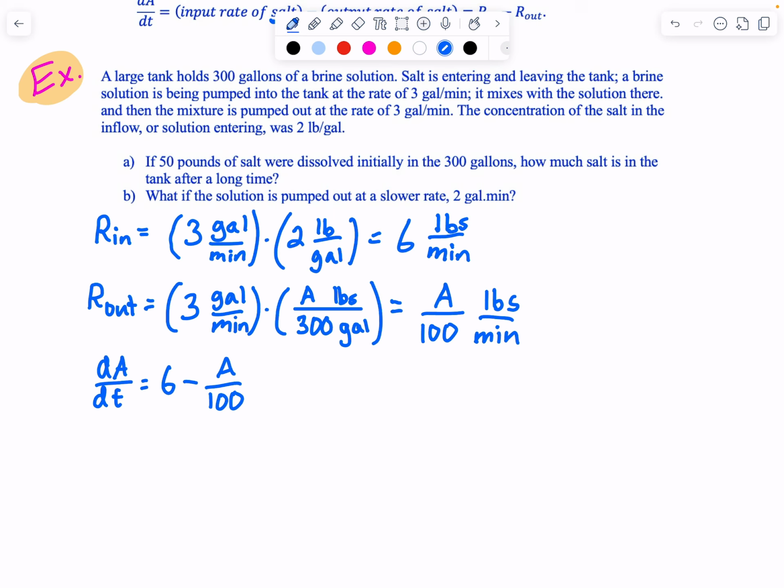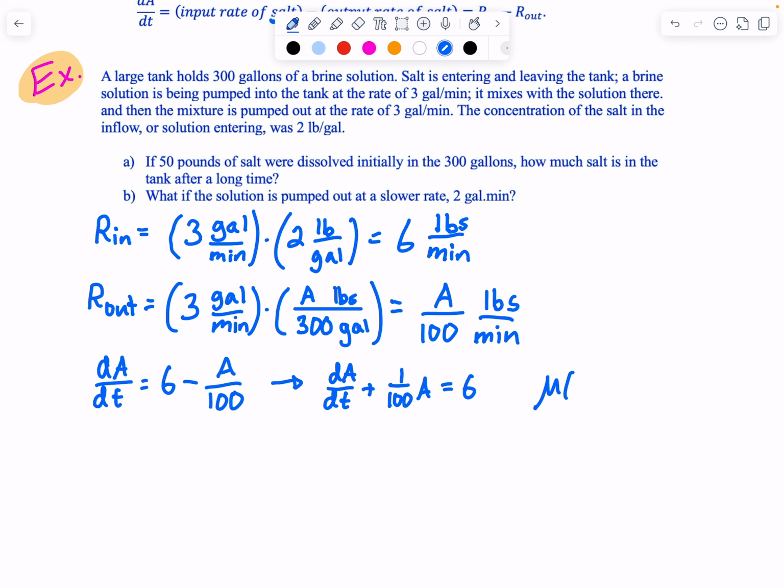Notice this is not separable. Trying to think of a way. Is there a way? Yeah, this is actually separable. We could do that. Or we could use first order linear, whatever you prefer. I'm going to do first order linear. So we get dA/dt plus 1/100th A equals 6. Same thing, right? I just took the 100th out and then I added it over, right?